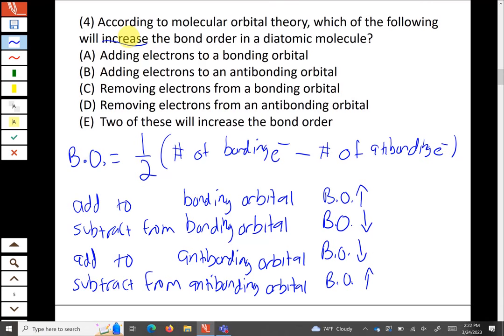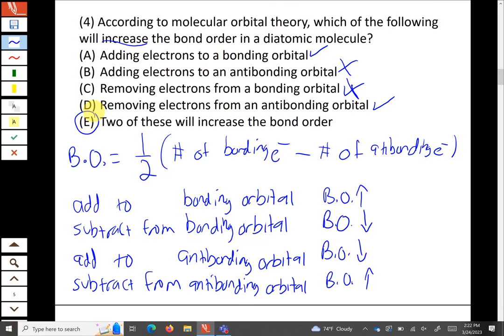So adding electrons to a bonding orbital would increase it. Adding electrons to the anti-bonding orbital, though, that's the one that would decrease it, because that increases the second term here, so that one's not going to work. Removing electrons from a bonding orbital decreases bond order, so that one we're going to put an X by, and then removing electrons from an anti-bonding orbital does increase it. So those two there, A and D, would be the two that will increase the bond order.